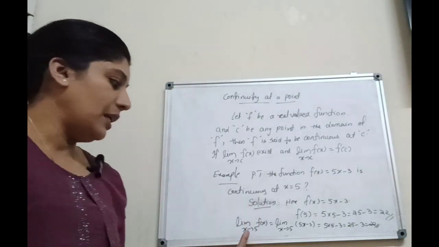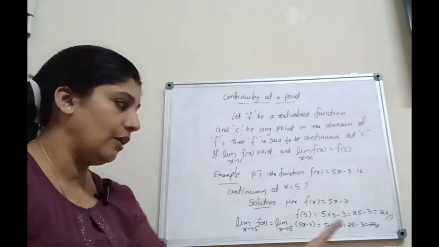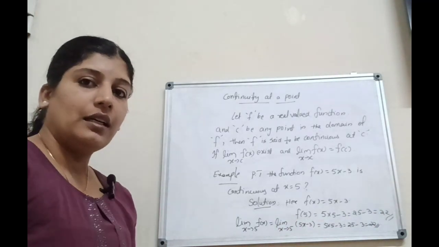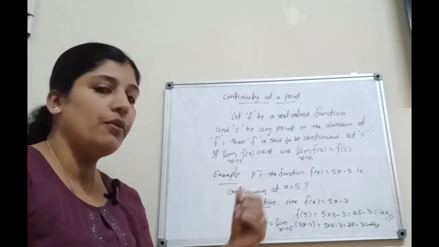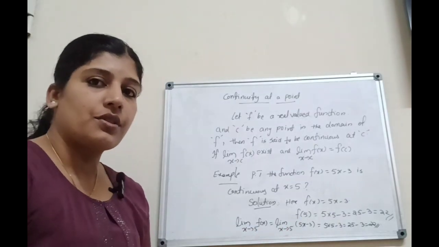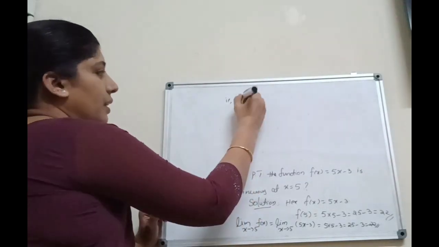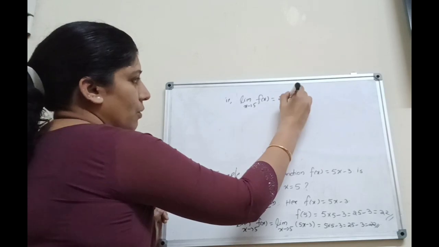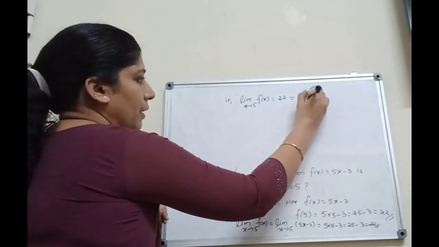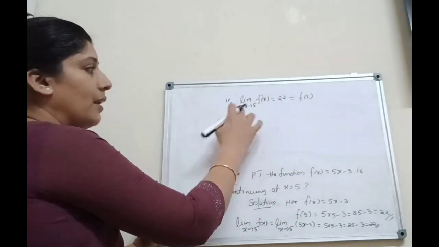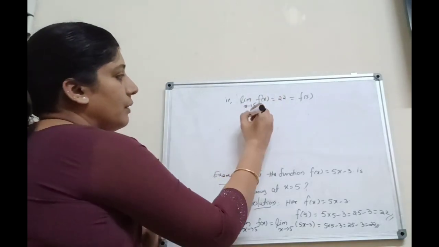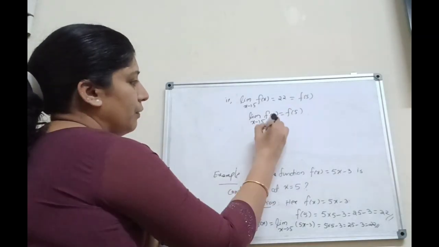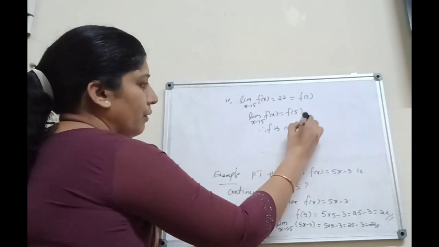That is, here limit x tends to 5, f of x equal to 22, and the value of f of 5 is also equal to 22. That means the limit x tends to 5, f of x is equal to f of 5. Therefore, f is continuous. That is, the value of f of 5 is 22 and limit x tends to 5, f of x is 22. That means limit x tends to 5, f of x is equal to f of 5. Therefore, f is continuous at x equal to 5.